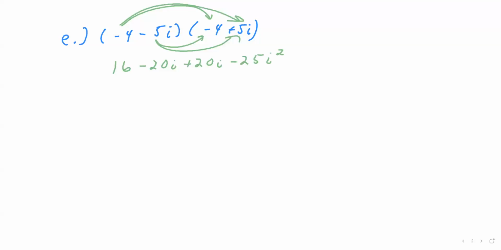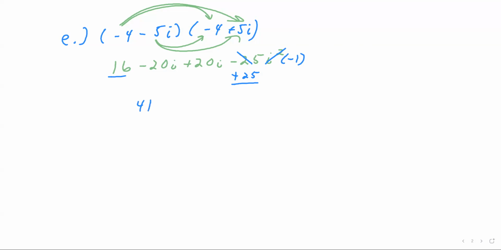And once again, what's this i squared going to turn into? -1. And then a -25 times a -1 will turn into a +25. So now I'm ready to combine my like terms. So what is 16 plus 25? 41, right? 41, my bad.